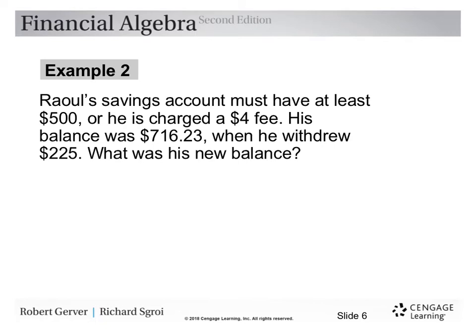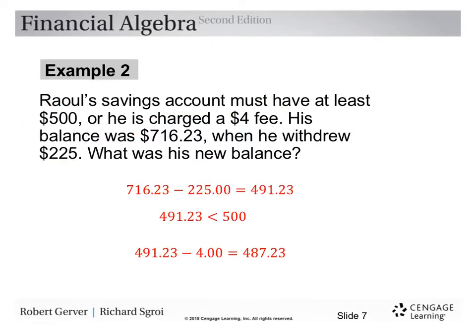All right, let's look at example 2. Raul's savings account must have at least $500, okay? So that's the minimum balance, or he will be charged a $4 fee. His balance is $716.23 when he withdrew $225. What was his new balance?